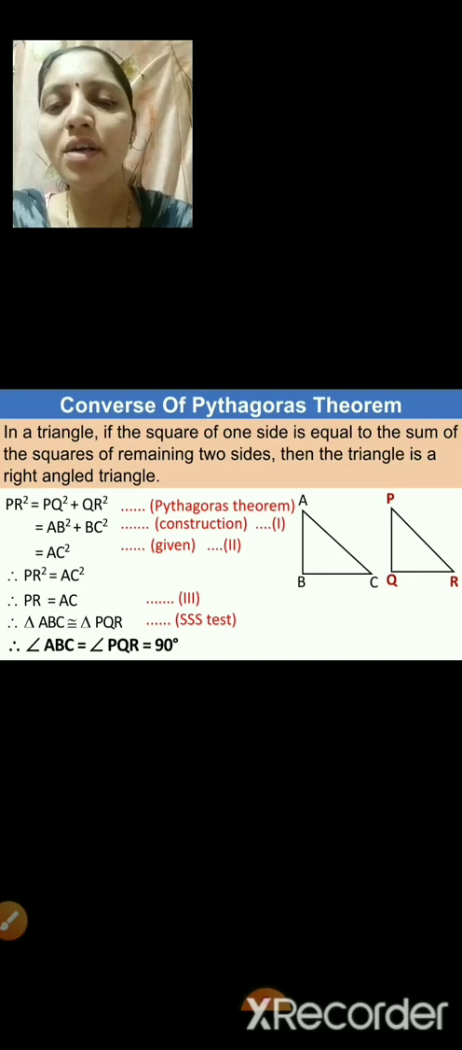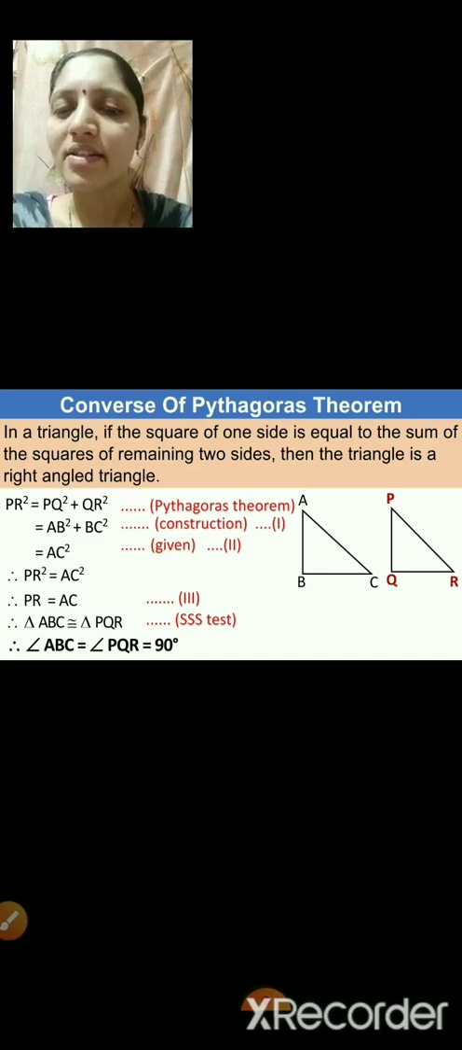Now we got here PR square is equal to AC square. Now if you find the square root on both sides, then we will find that PR is equal to AC. Write this equation as equation 3. Now if all the three sides of the two triangles are equal, then we can say that triangle ABC is congruent to triangle PQR. By which test?